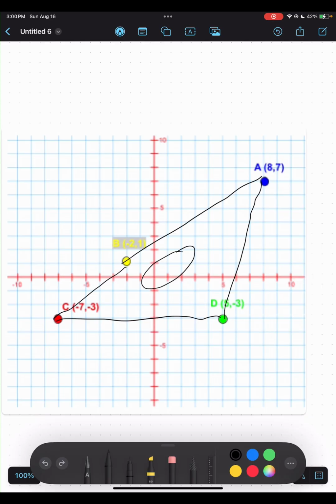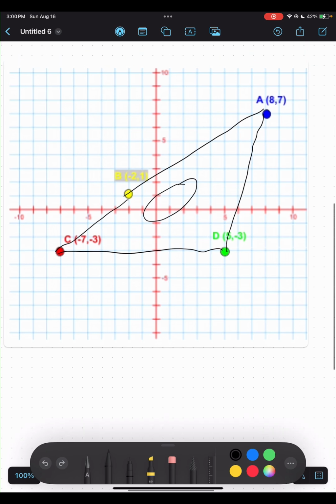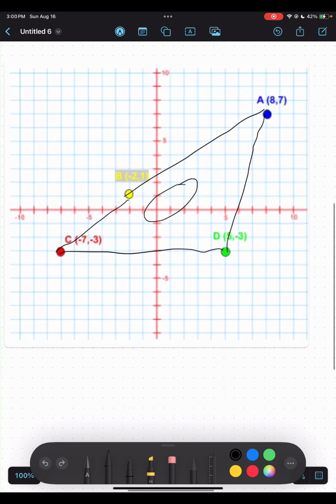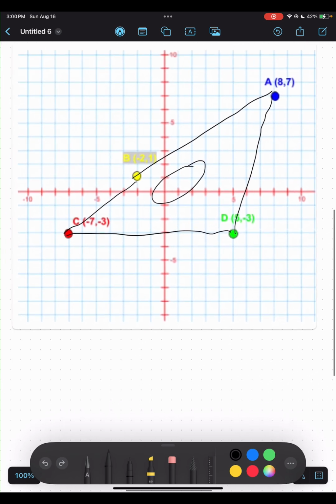So because this is the average of all of our points, the way we find this midpoint is really easy. All we got to do is take the average of these 4 points' x and y values. So that's all of the x's together, 8 plus negative 2 plus negative 7 plus positive 5.